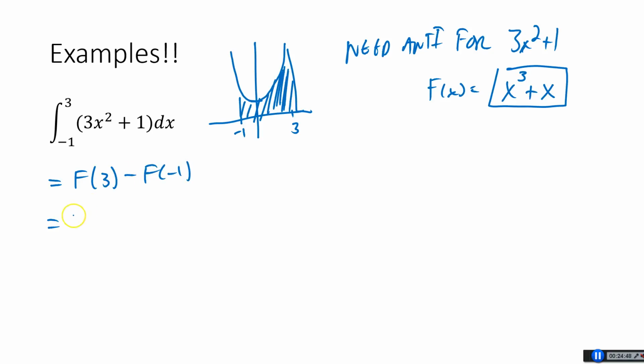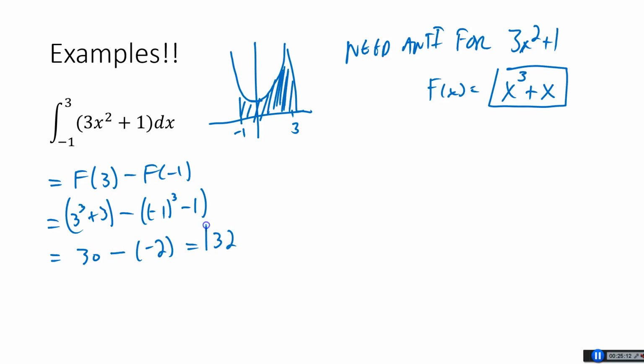So that's going to be 3 cubed plus 3, minus F of negative 1, negative 1 cubed minus 1. So 3 cubed is 27 plus 3 is 30. Minus negative 1 cubed is negative 1, minus 1 more is negative 2. 30 plus 2 is 32. So that area underneath the curve between negative 1 and 3 is exactly 32.